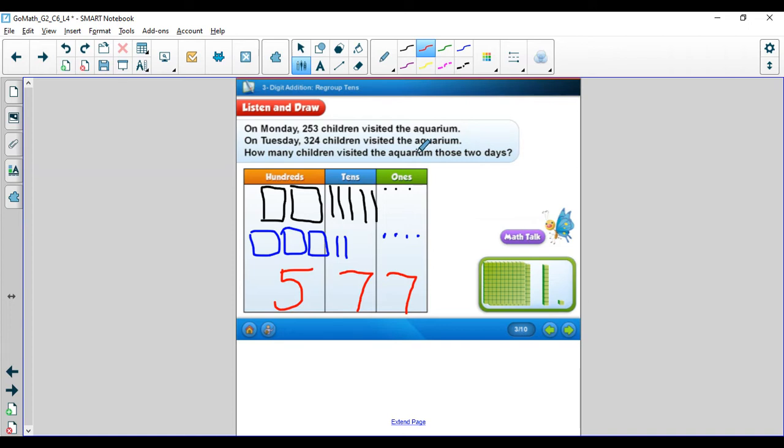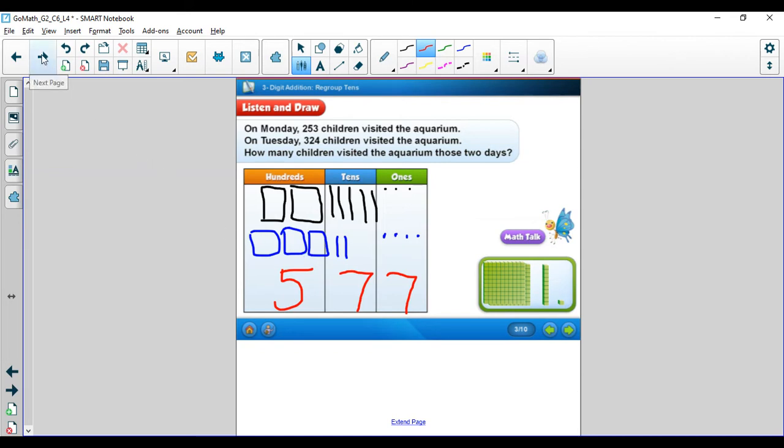So how did our quick pictures show what happened in the problem? Well, the problem told us there were 253 children. So we drew 2 hundreds, 5 tens, and 3 ones to model those children. It told us on Tuesday 324 children visited the aquarium. So we drew 324 to model our 324. We then added up by counting our quick pictures to get our sum below. So this is how our quick pictures show what happened in the problem.